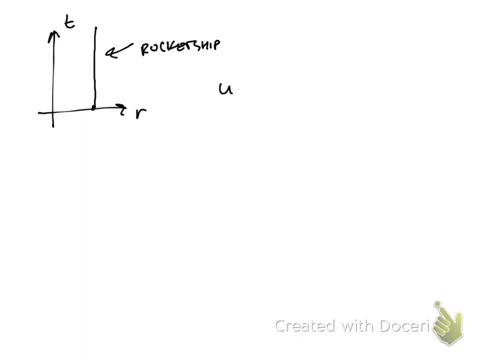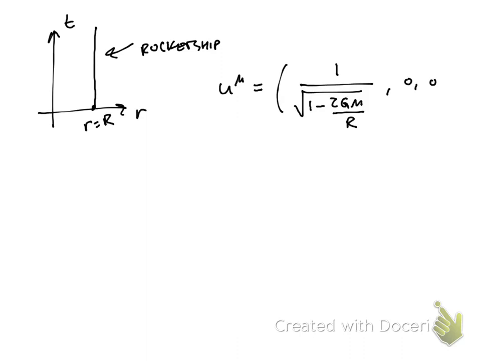Remember, we always demand that the forward velocity be normalized to have norm -1. In this case, what that means is that the forward velocity has a component in the time direction. The component in the time direction is just 1 minus 2GM over R. Remember, this is r equals R here. And it's 0 in all of the other directions. So this is t, this is r, this is theta, and this is phi.